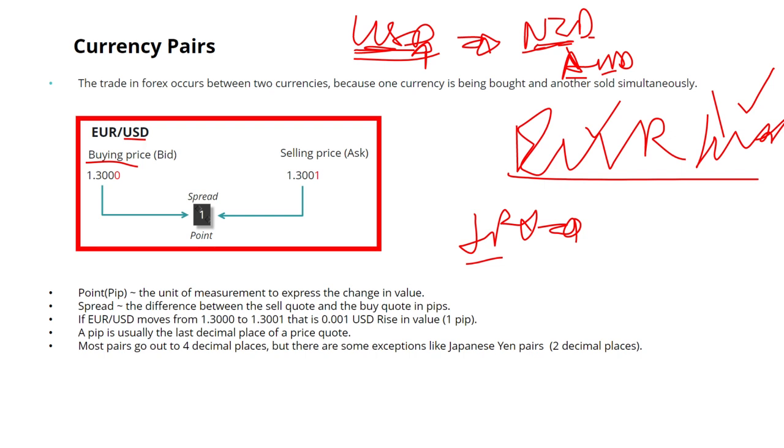Most pairs go out to 4 decimal places, like Euro USD and GBP USD, but there are some exceptions, like Japanese yen. It goes to 2 decimal places. So you might see something like 130.00 or 130.20. That's on pairs like GBP JPY, USD JPY, and Euro JPY. They go to 2 decimal places. All right.